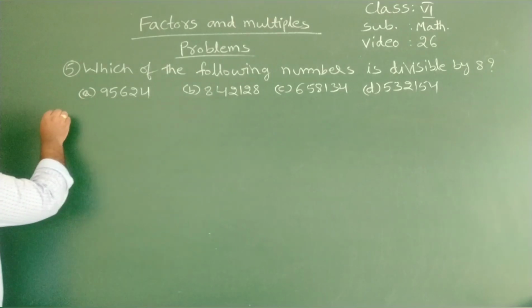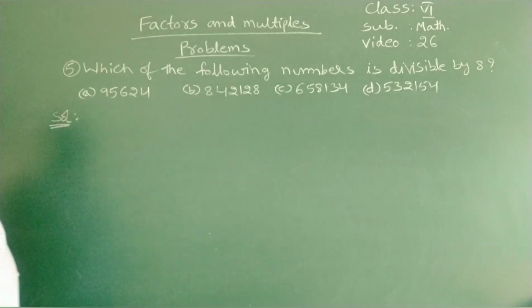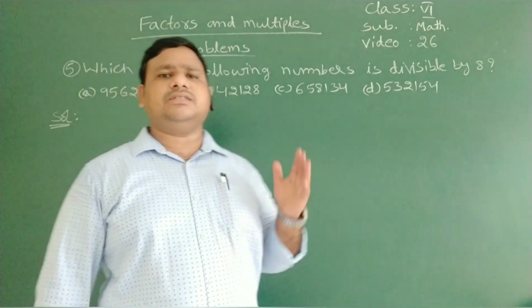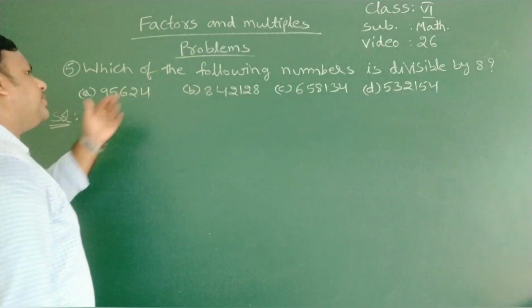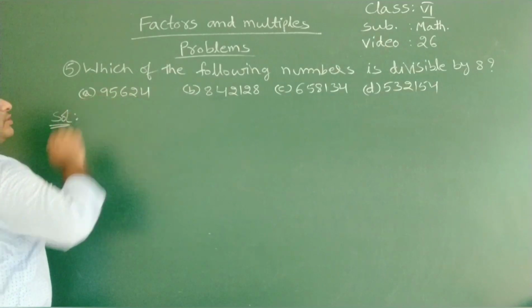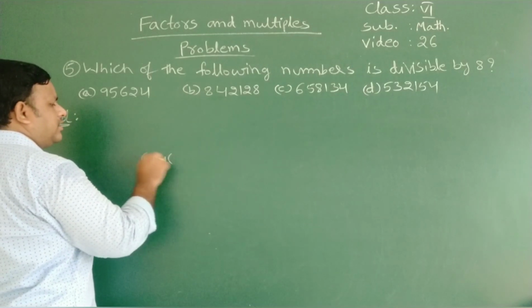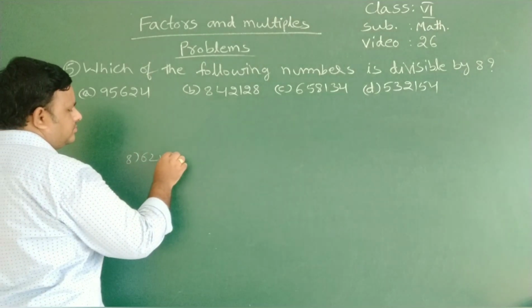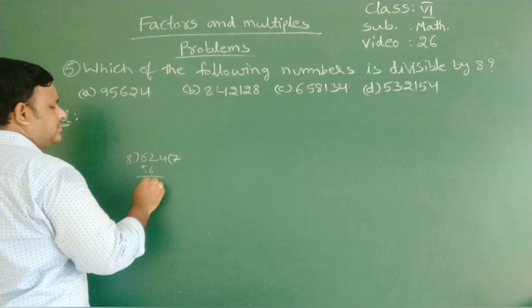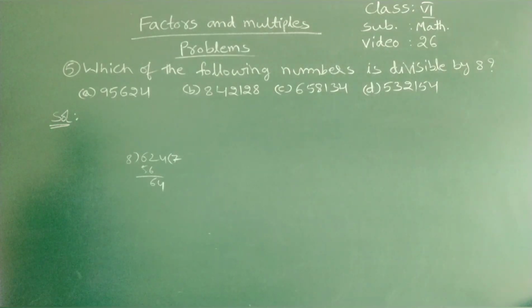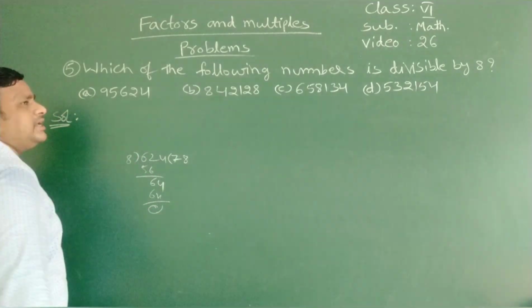Okay. So the first number, option A, 95624. The divisibility rule of 8 is that the last 3 digits should be divisible by 8, isn't it? So 624 is there. Is it divisible by 8 or not? We have to check. 624, in rough I am checking. 8 sevens are 56, 64 comes. Okay, 8 eights are 64. Remainder 0. So it is exactly divisible by 8.